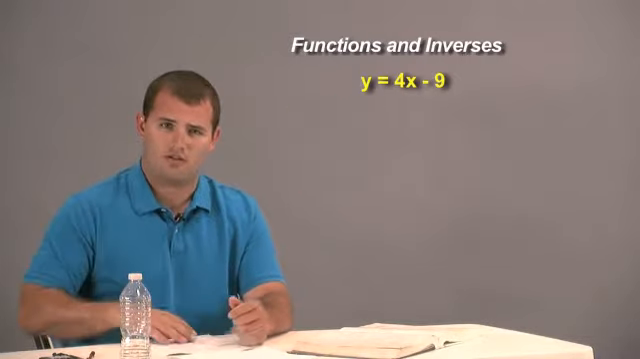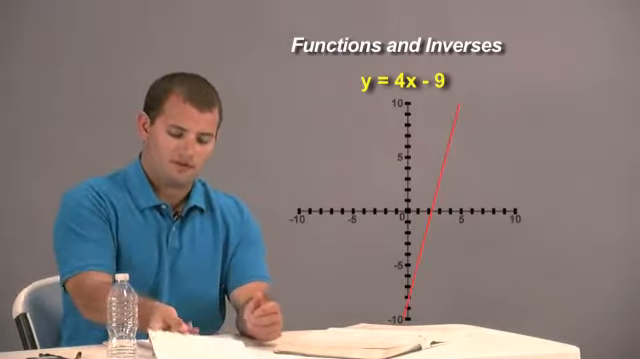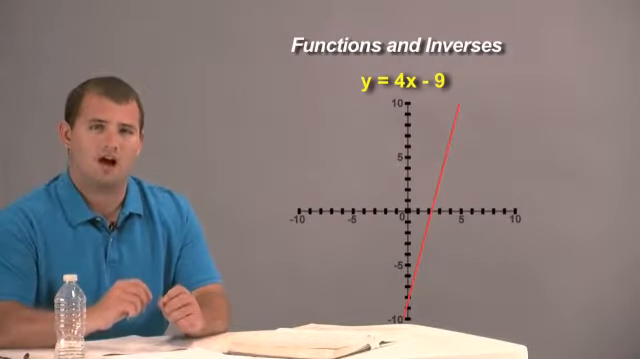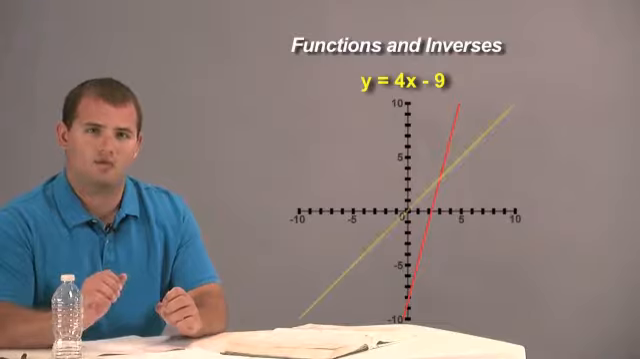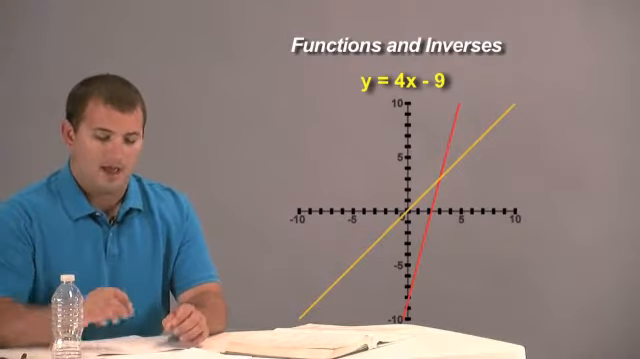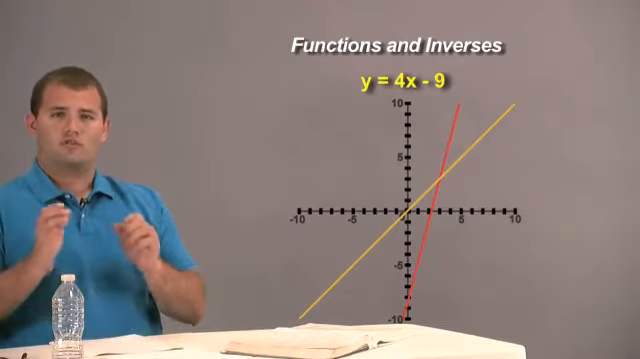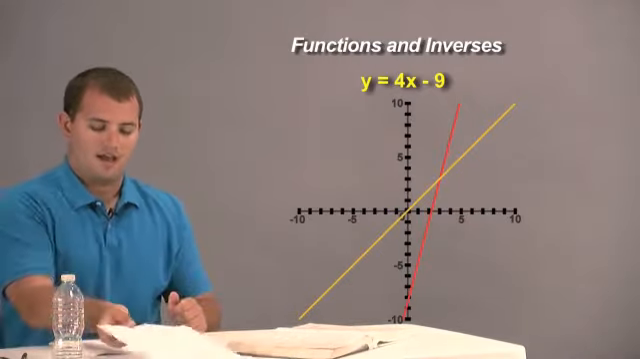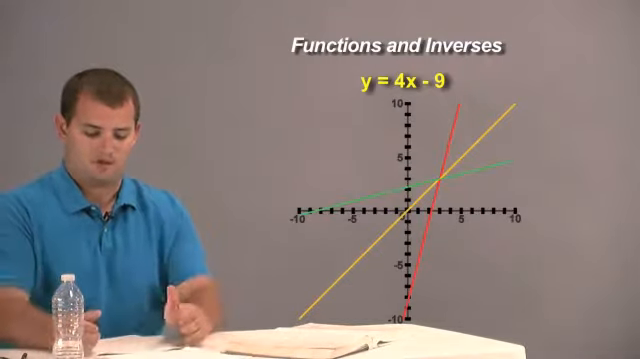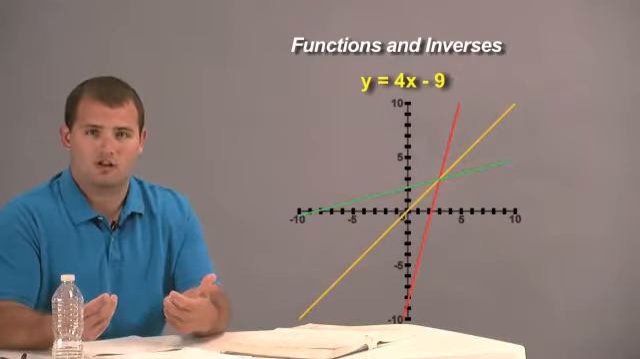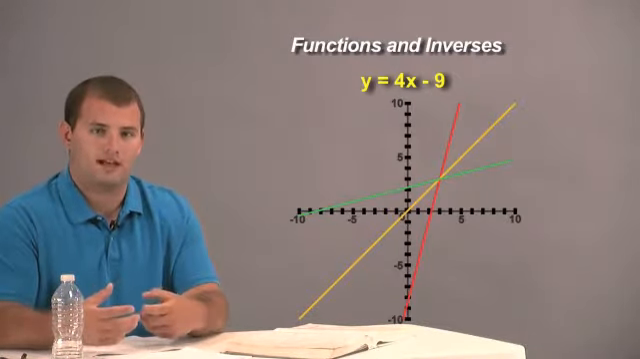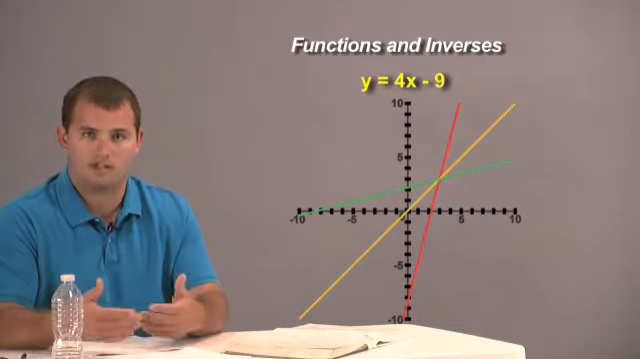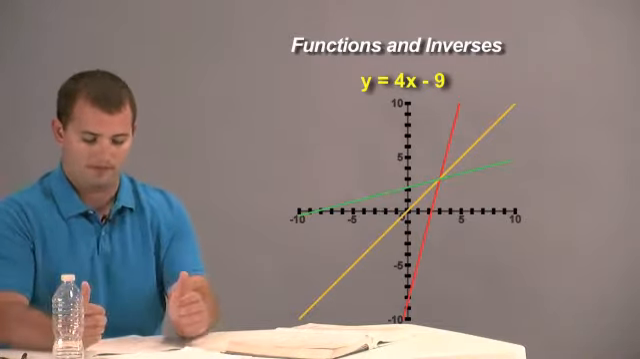Now let's look at a graph of our function. This is the graph for y equals 4x minus 9. And now I'm going to put the line y equals x on this graph. Then we're going to fold our original function across that line to find the inverse function. And that's this graph here. The red line is our original function, the green line is our inverse function, and the brown line is the function y equals x, our folding line. Okay?